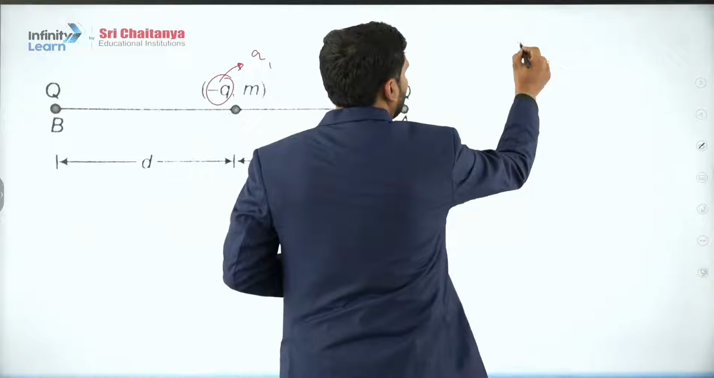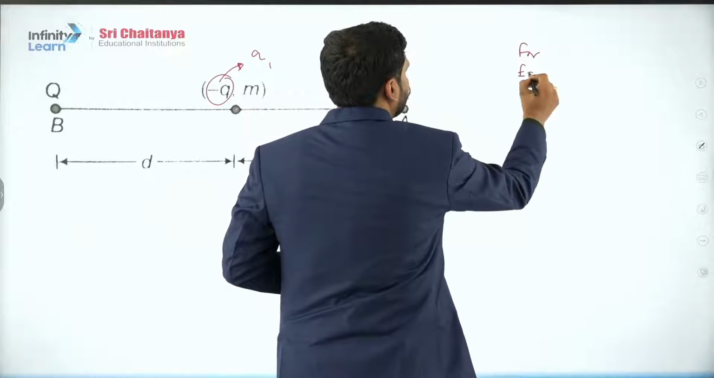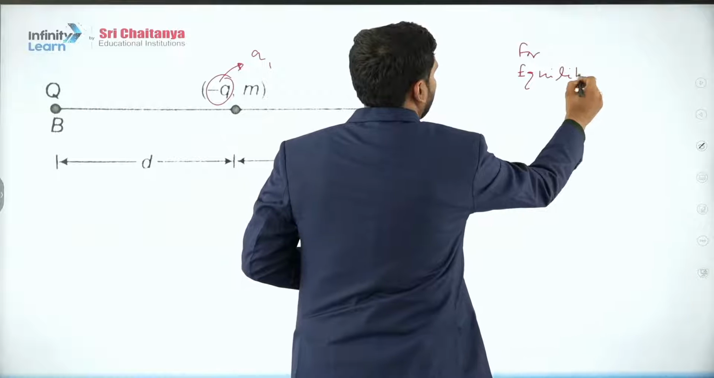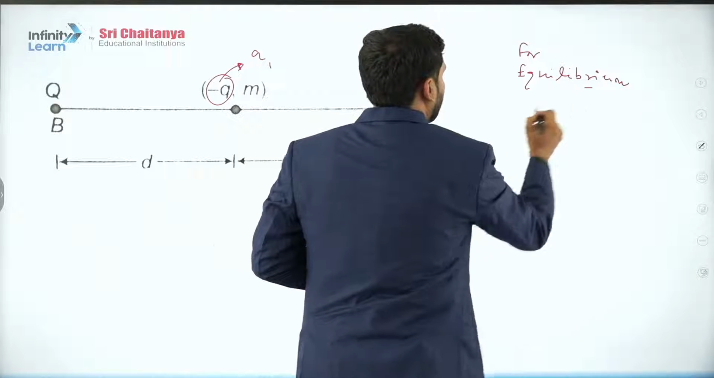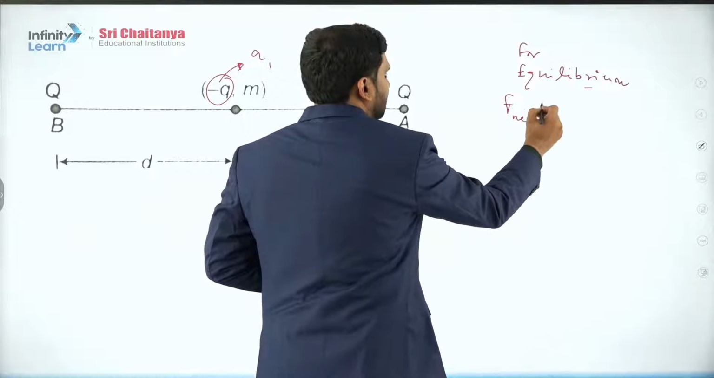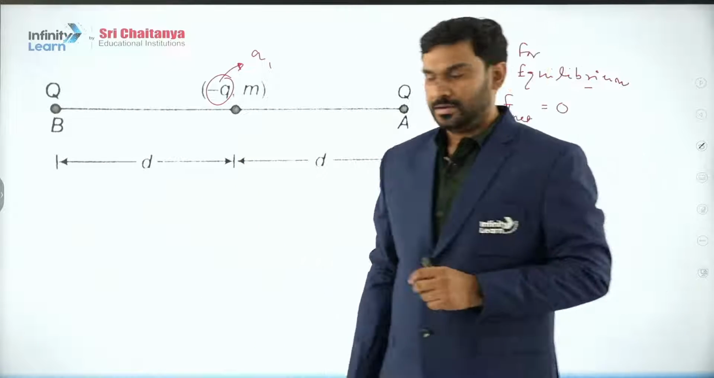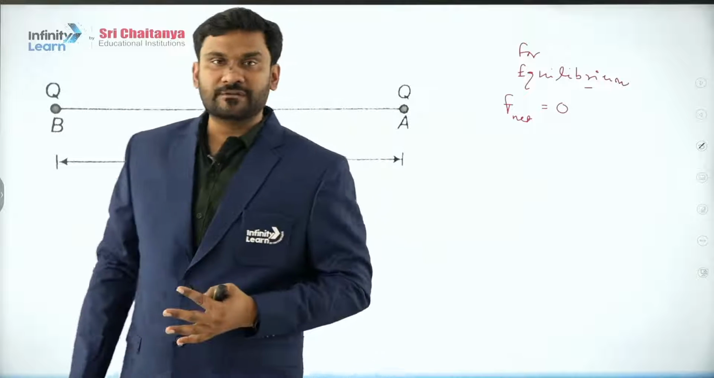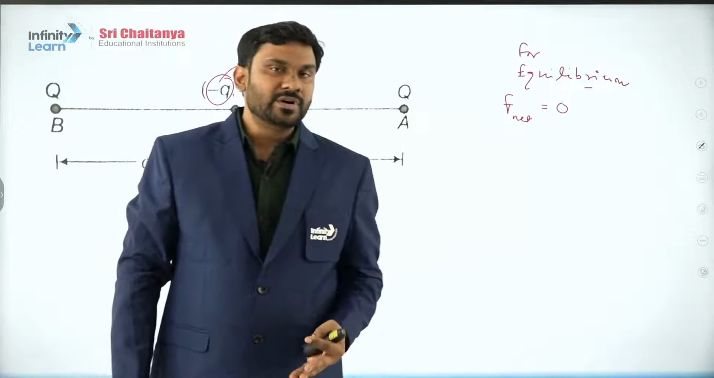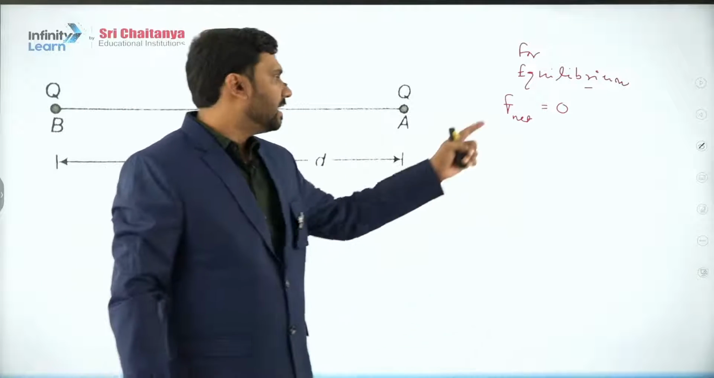We know for equilibrium, F net should be equal to 0. अब इसमें यहाँ पे गलती होता है. While finding out the pair of forces, a lot of students used to do a common mistake. Here F net equal to 0.